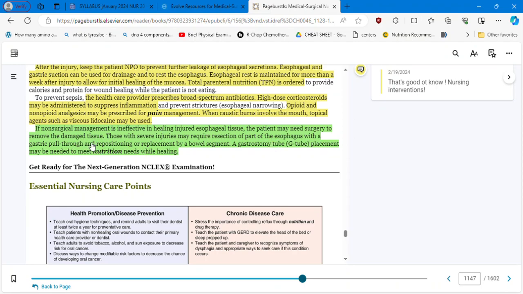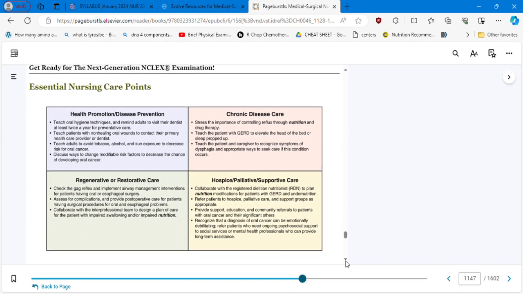If non-surgical management is ineffective in healing injured esophageal tissue, the patient may need surgery to remove the damaged tissue. Those with severe injuries may require resection of part of the esophagus with a gastric pull-through and reposition, or replacement by a bowel segment. So they remove that area and they put parts of the bowel over there. A gastrostomy tube, the G tube placement, may be needed to meet nutrition needs while healing. So that's the end of the chapter.